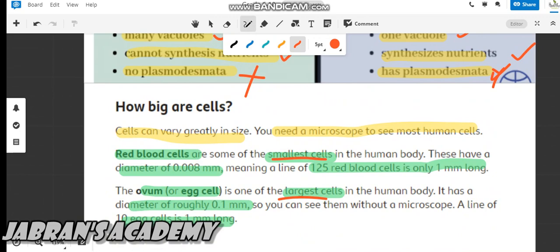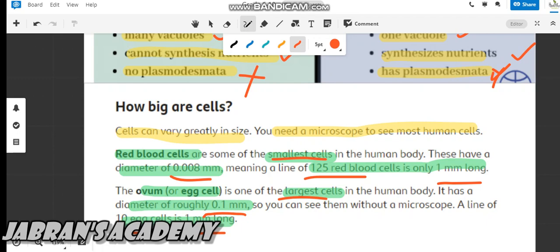The size of the red blood cells is 0.008 millimeter, and we can't see them with naked eyes. We have to use a microscope. And when we combine 125 red blood cells, that is equal to 1 millimeter long. They are so small. And if we go for the ovum or egg cells, their diameter is 0.1 millimeter, and we can see them without a microscope. A line of egg cells is 1 millimeter long.